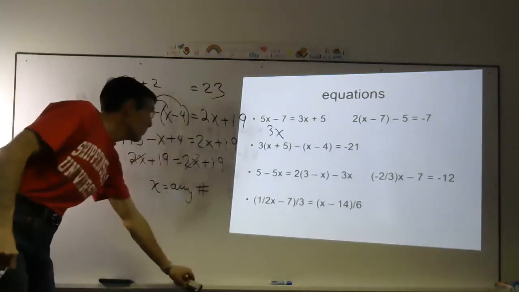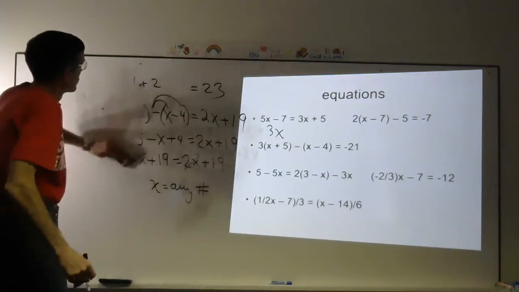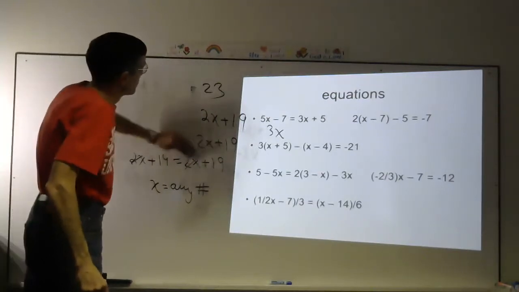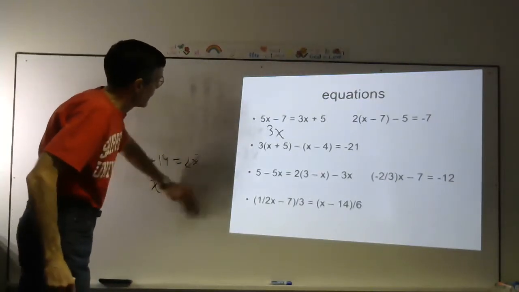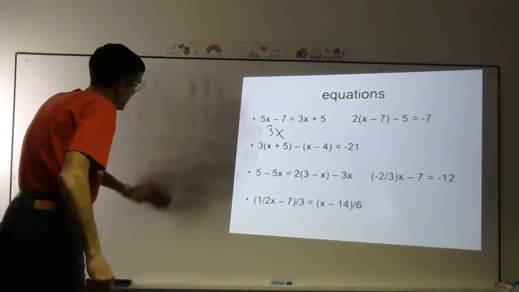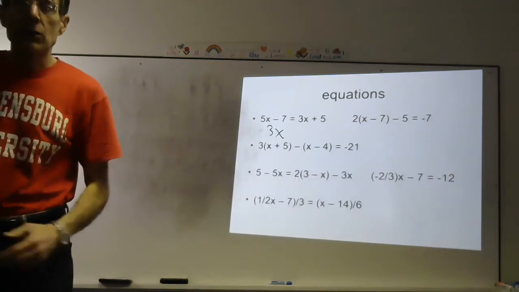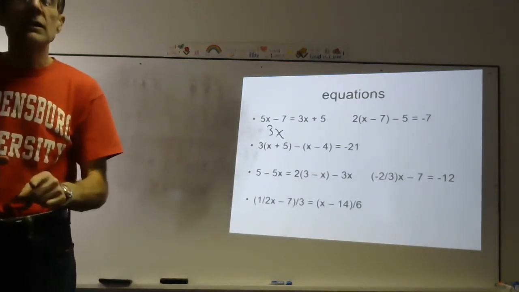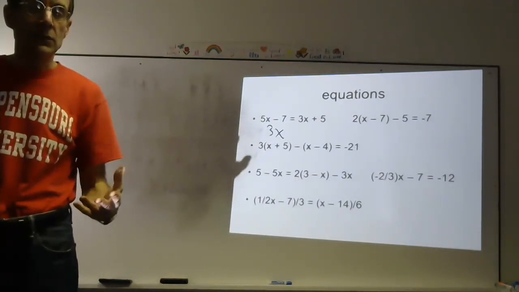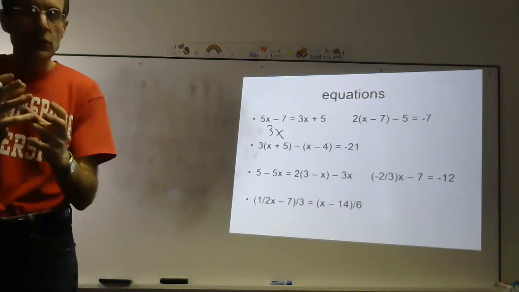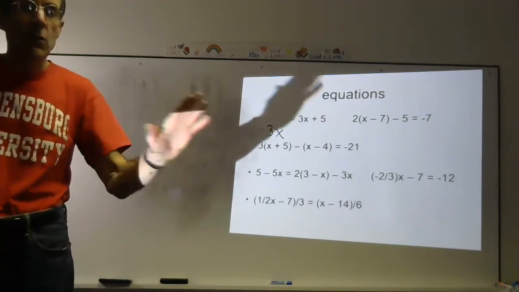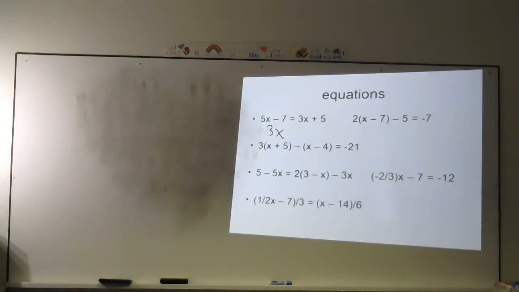And it worked. So if you get rid of your variables and you get a false statement, you know that there's no answer. If your variables go away and you have a true statement, you know it can be any real number. But to get either one of those two, your variables have to go away. They're not even there.